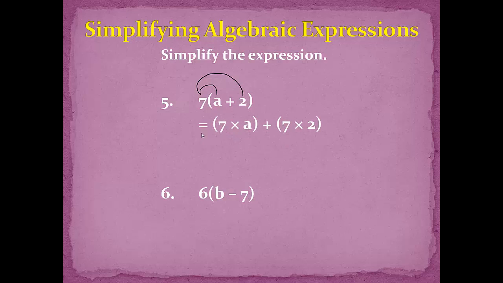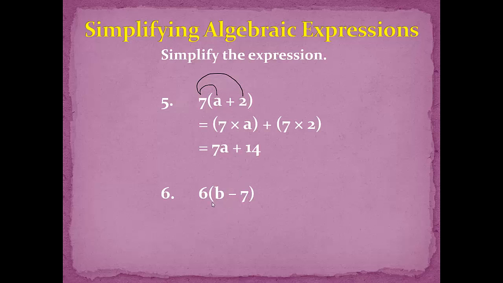So I'm going to have that this equals 7 times a, and I'm going to have then 7 times 2. 7 times a would just be 7a, and 7 times 2 is 14. So this would be equal to 7a plus 14. And now for number 6.